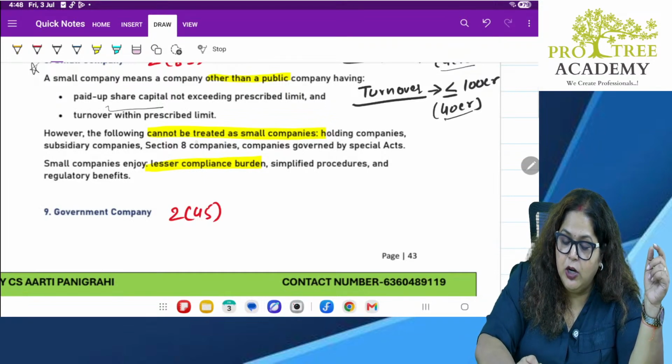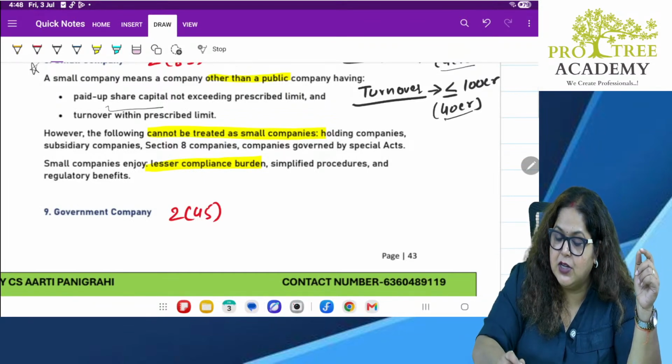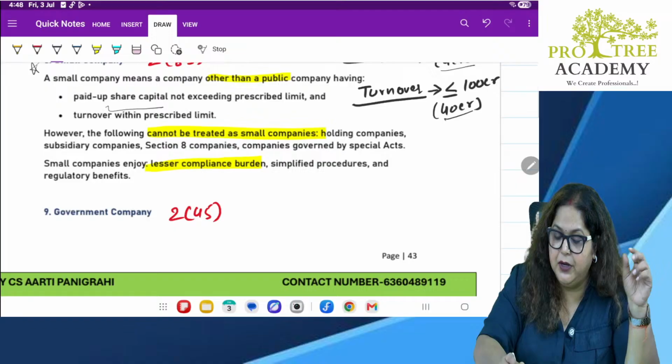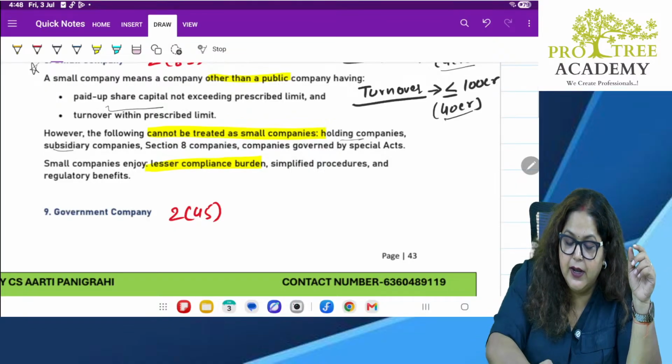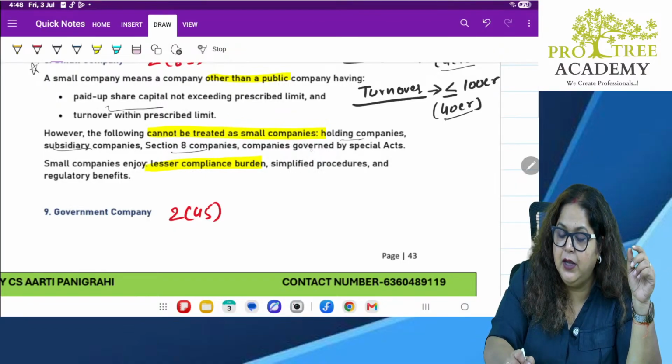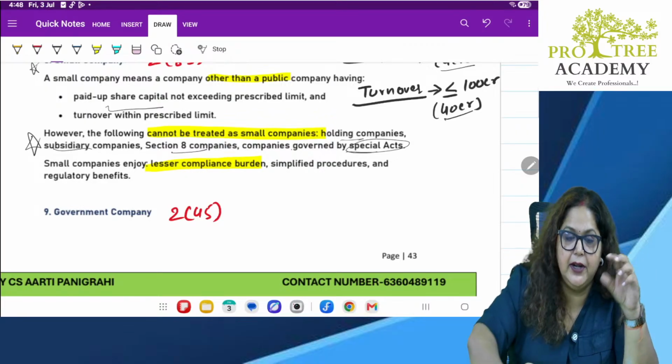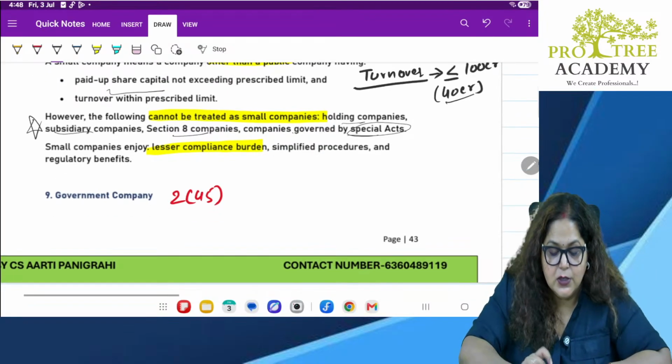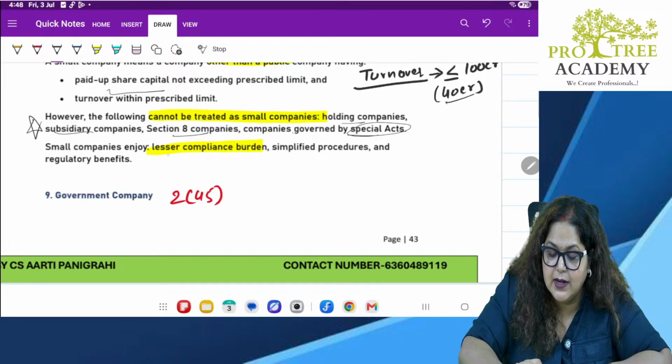However, the following cannot be treated as small company. Which companies will not be treated as small company? Holding company, subsidiary company, section 8 company, and companies governed by a special act. These companies will not be treated as small company. Small companies enjoy a lesser compliance burden.